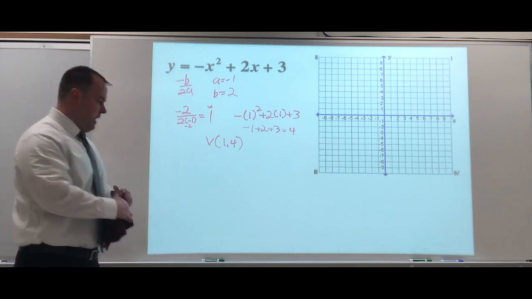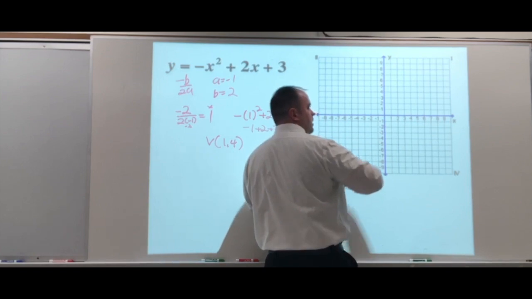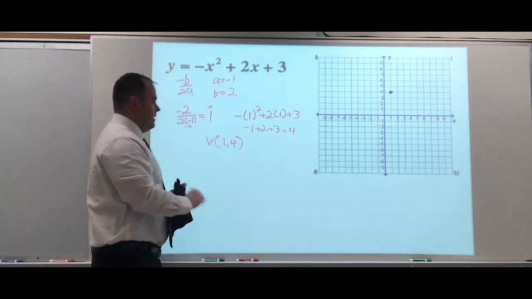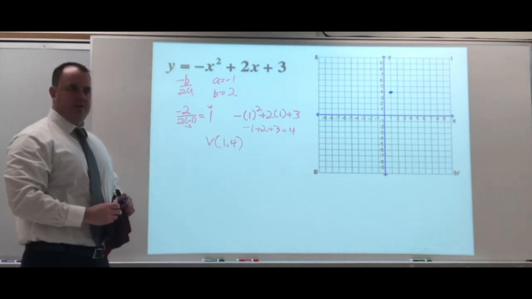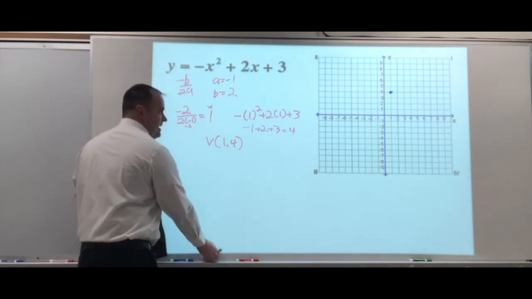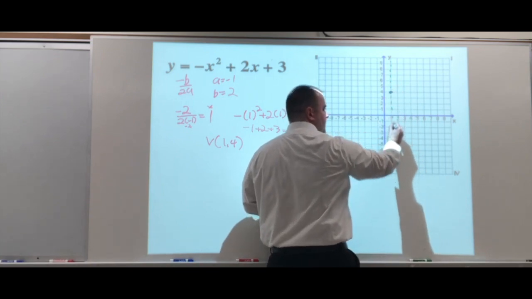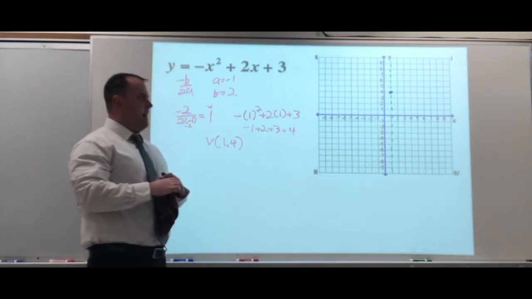That's going to be the first point I plot. 1, 4, which goes right about there. Okay, we have our vertex labeled over here with the V next to it, showing that we know that is our vertex. And now I'm going to draw a vertical line. This vertical line is called the axis of symmetry. It's not a part of the graph, but it's important to have that axis of symmetry.